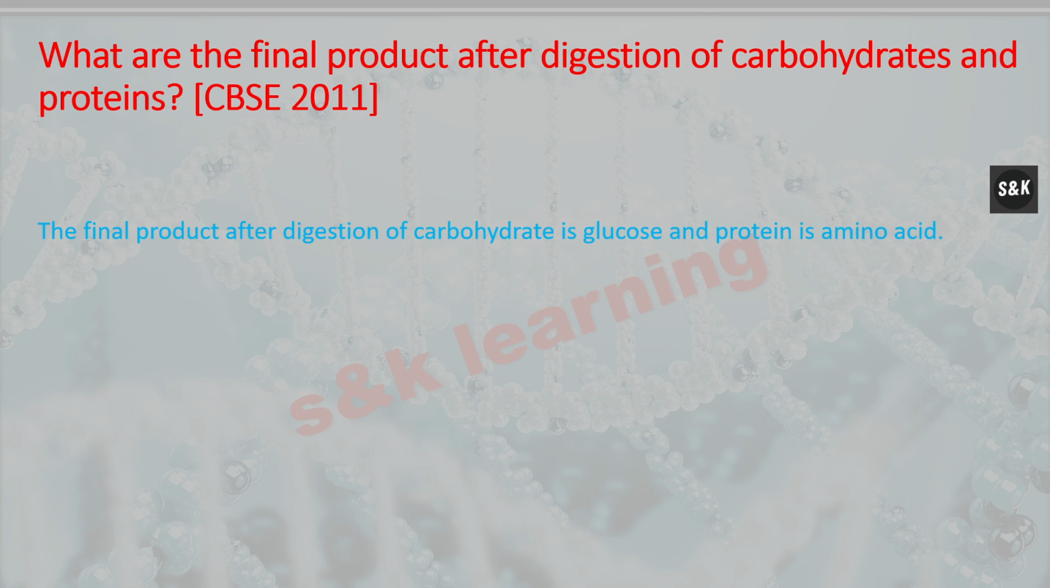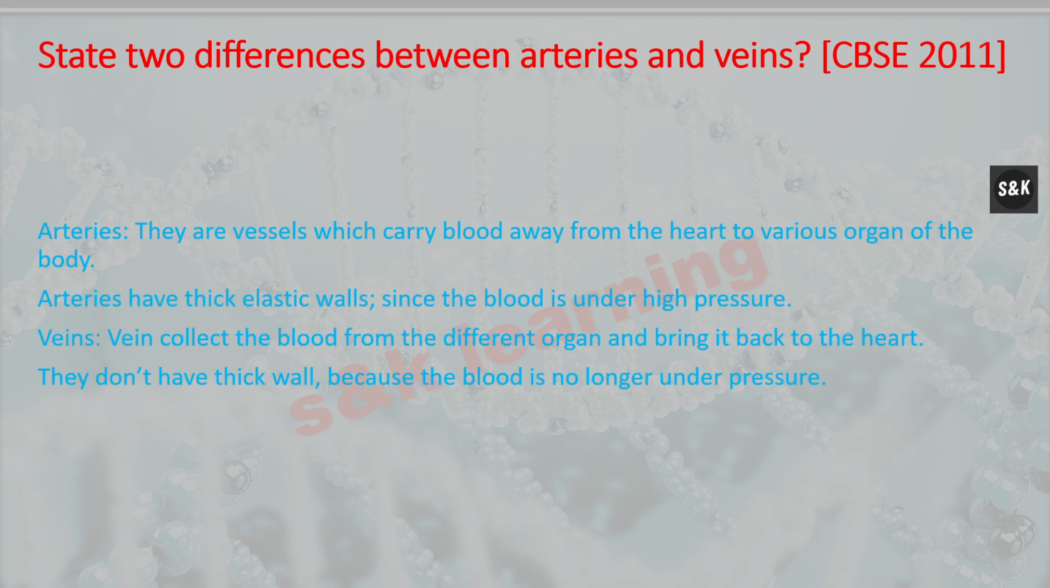Next, what are the final products after digestion of carbohydrate and protein? The final product after digestion of carbohydrate is glucose and of protein is amino acids. Next, state two differences between arteries and veins. Arteries are vessels which carry blood away from the heart. These are thick and have high pressure. Veins collect the blood from body parts and bring it to the heart.